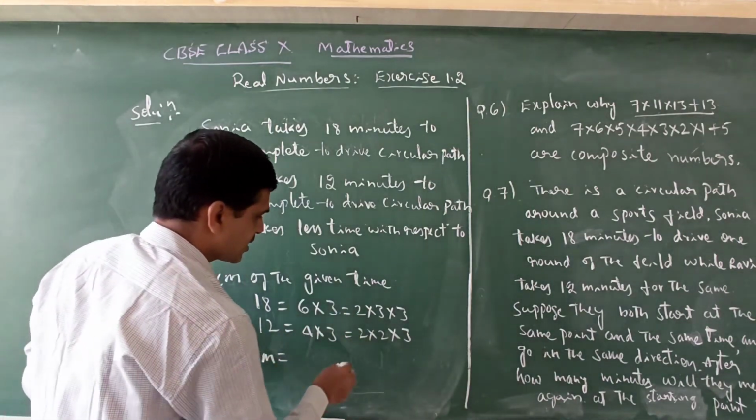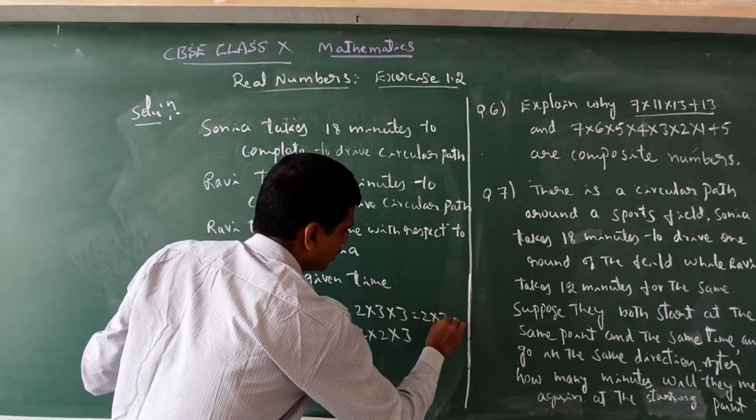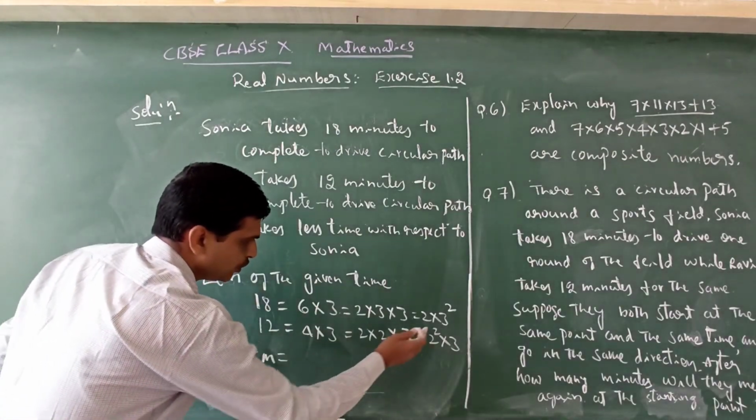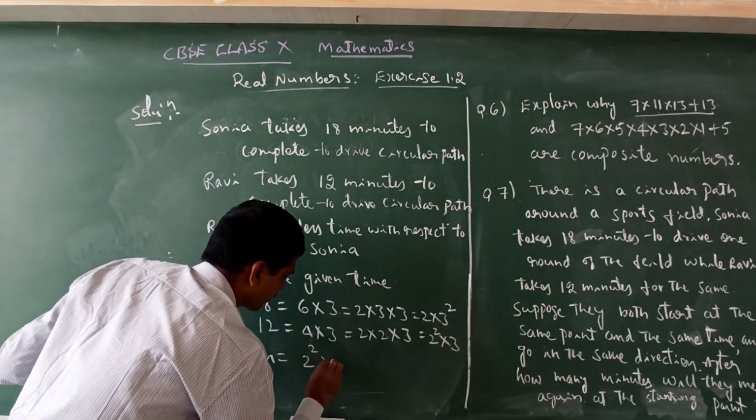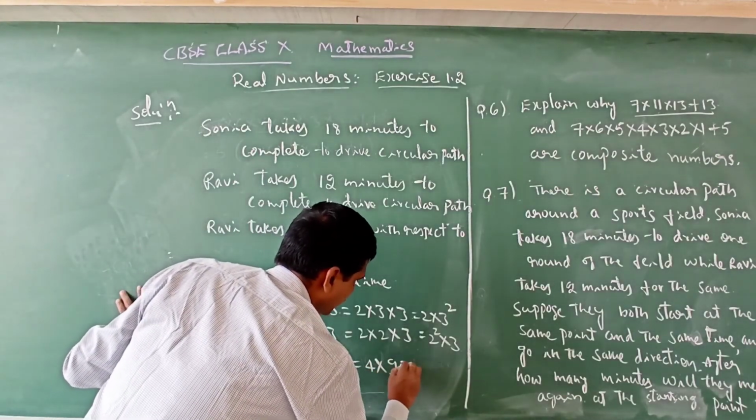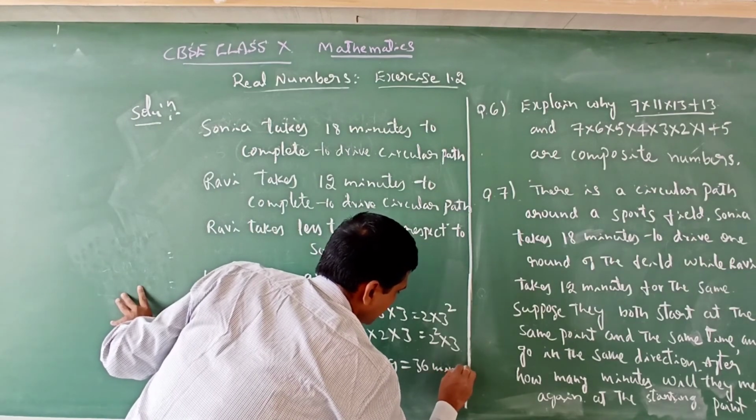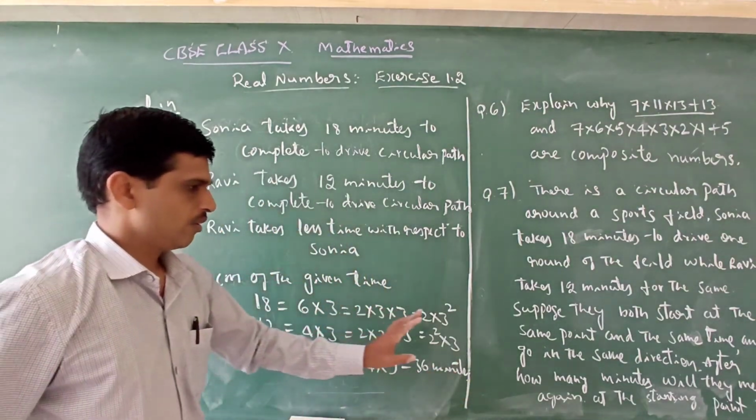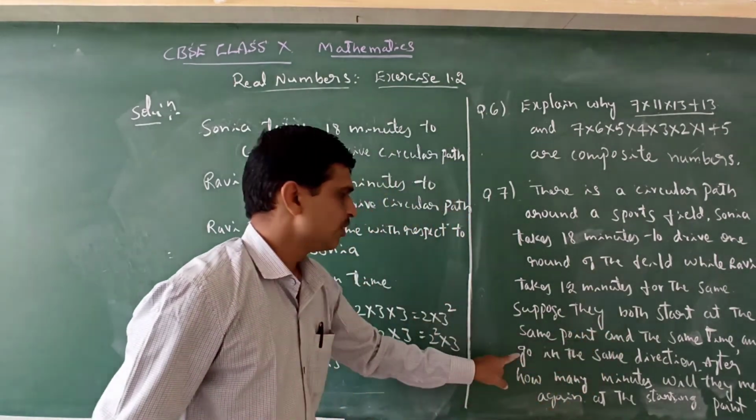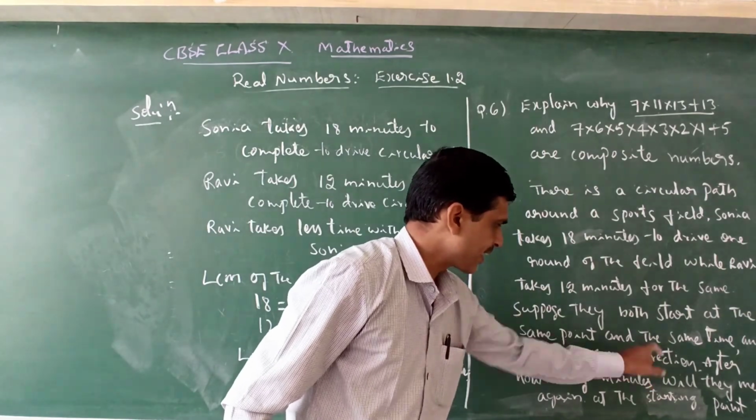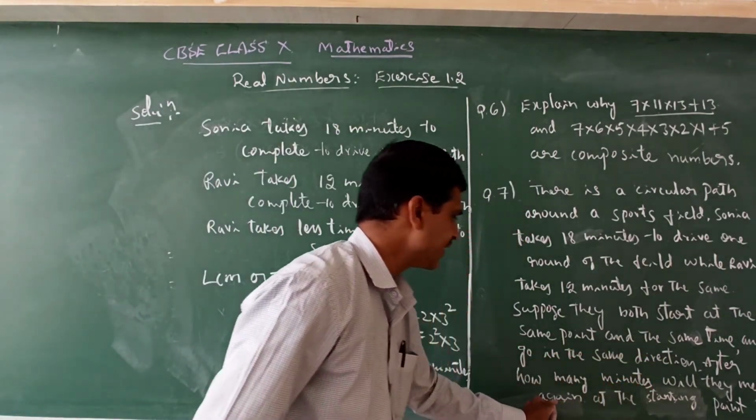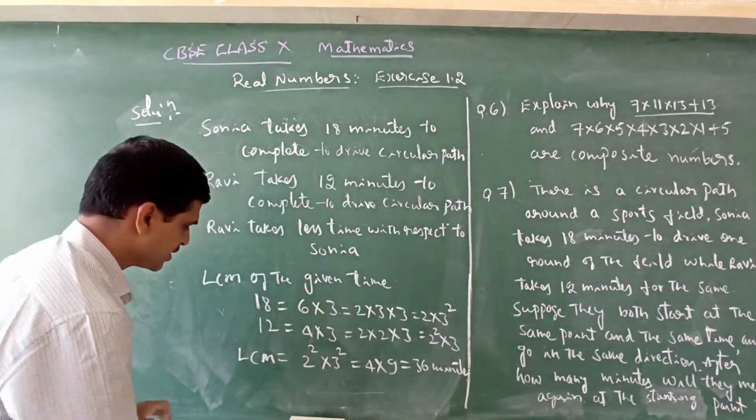Therefore, LCM means the highest power. It can be expressed as 3 square here, and here it is expressed as 2 into 3. So only the highest powers we should consider. For 2, it is 2 square; for 3, it is 3 square. Therefore, 2 square becomes 4 and 3 square becomes 9. Totally, 36 minutes. So if they start together at the same point and the same time, going in the same direction, after 36 minutes they meet again at the starting point. So this is the required answer.